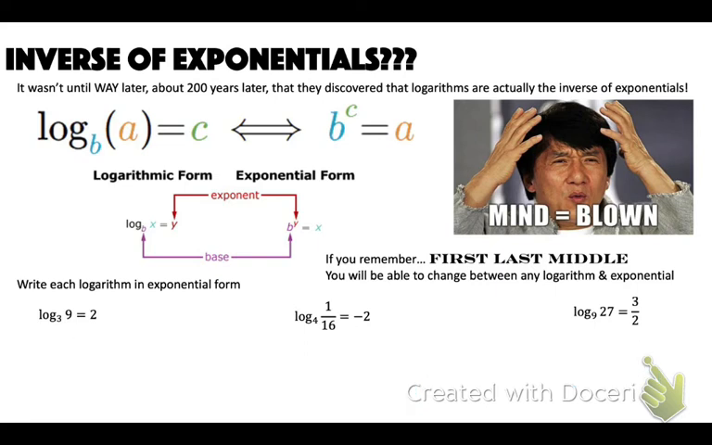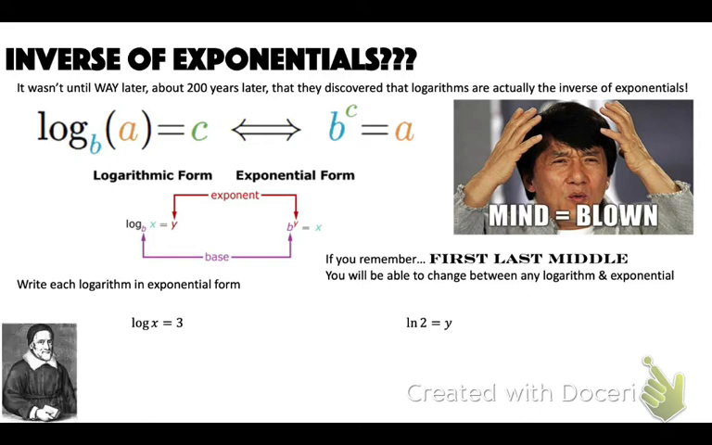Okay, just remember first, last, middle. If we wanted to do the opposite, oh wait, not the opposite yet. We have these ones. So if you have log of x equals 3 and ln of 2 equals y, well, log of x, we can write that as log base, because this is the Henry Briggs dude, we can write that as log base 10 of x, because remember log of x equals log base 10. And then that's going to be first, last, middle, 10 cubed equals x.